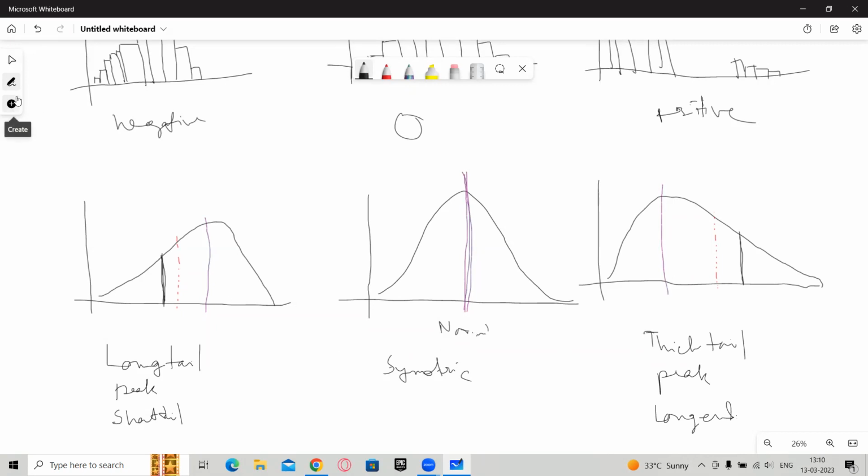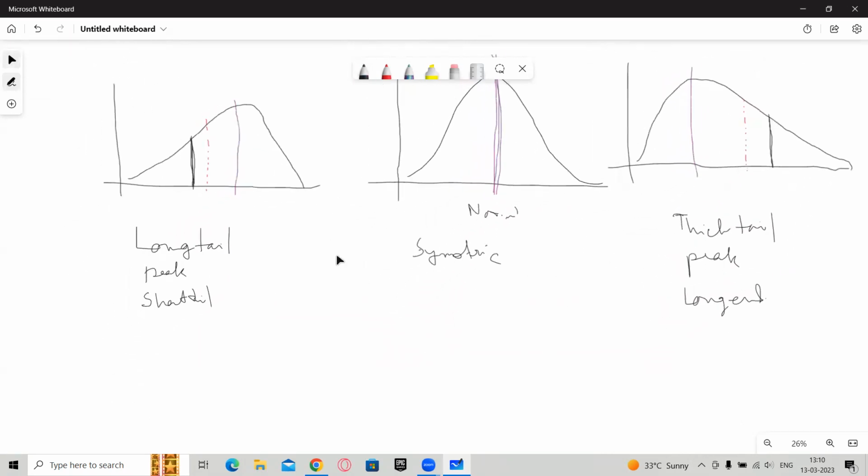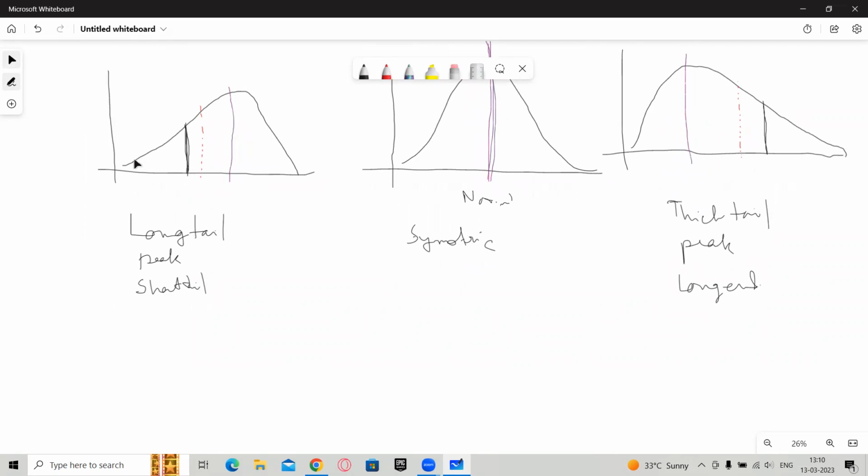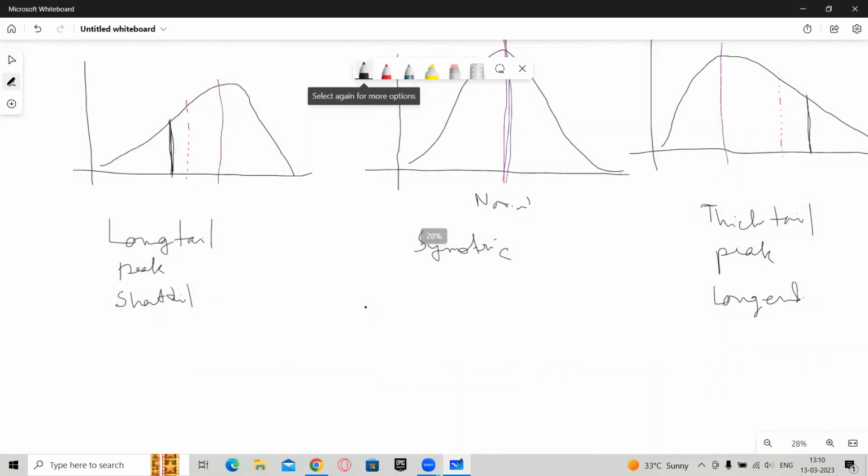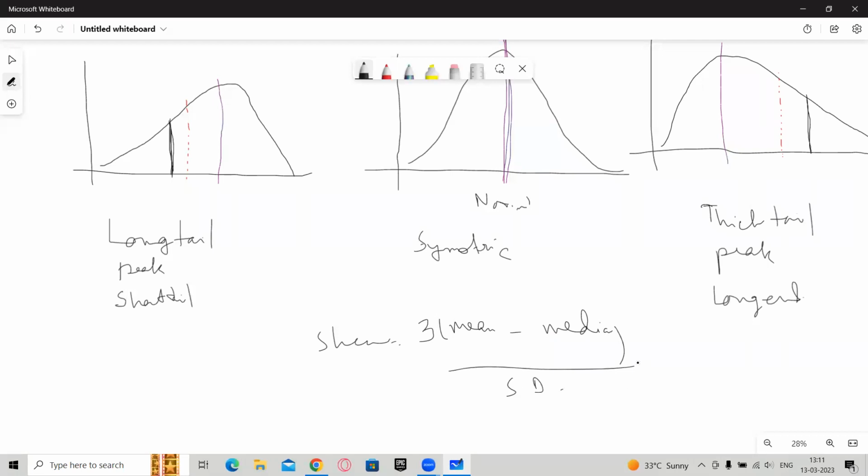There are some formulas that you can use to calculate the skewness of it. Similarly, we use code to calculate the skewness. But one general formula is something like skewness equals 3 times (mean minus median) divided by the standard deviation. Sometimes we use these basic codes to calculate the skewness.